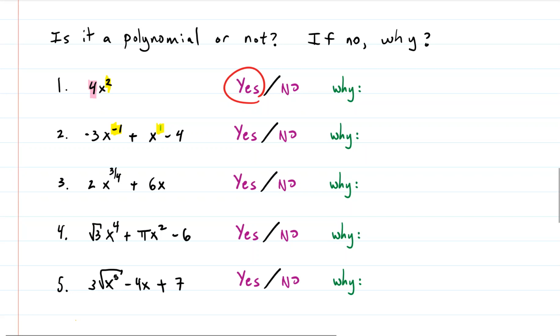It's implied. And here we have an x to the 0. That's also implied. So the exponents, we have 0, 1, those are okay, but -1, is that okay? Can we have -1 as an exponent? Nope, we can't. So no, this is not a polynomial. Why? Because it has negative exponents.